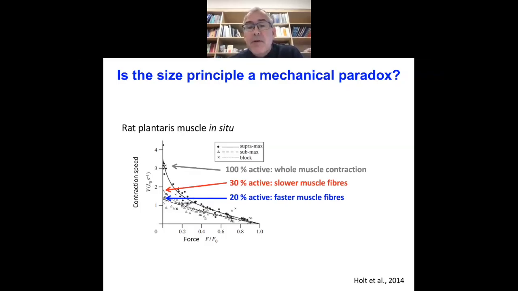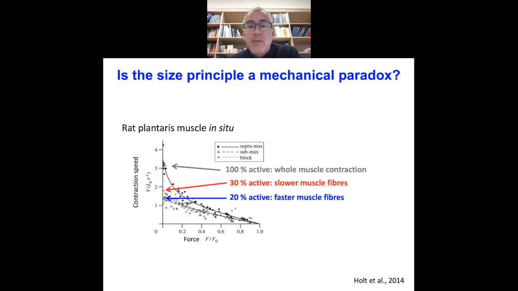I thought that if you just activated the faster muscle fibers, you would end up with a high speed. It would be at least as fast as if everything was active, possibly a bit faster. But the speed was not any faster than if you had just activated the slower muscle fibers. Something wasn't quite fitting our framework.